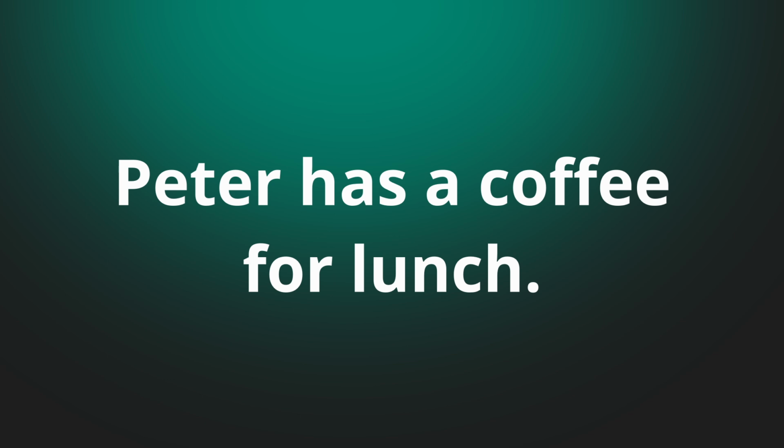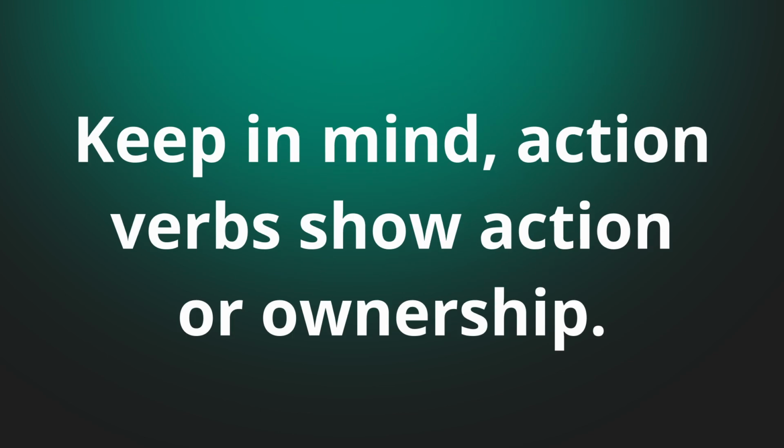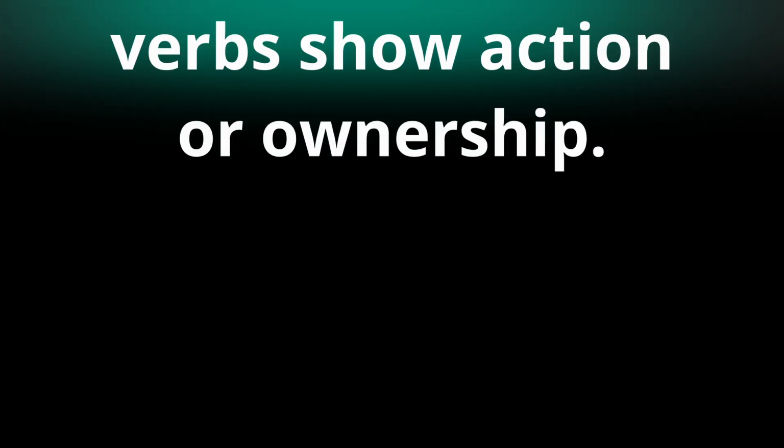Peter has a coffee for lunch. Has is an action verb that shows ownership. We can ask the question, Peter has what? Well, Peter has a coffee, which is the direct object. Keep in mind, action verbs show action or ownership.